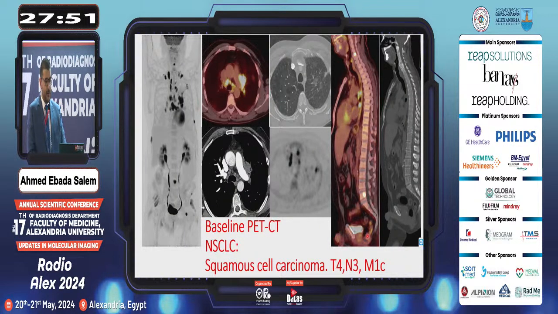This is another patient who was diagnosed with a squamous cell carcinoma. He had a contralateral nodal adenopathy, as well as different sites for osseous metastasis, staged as T4, N3, M1C.